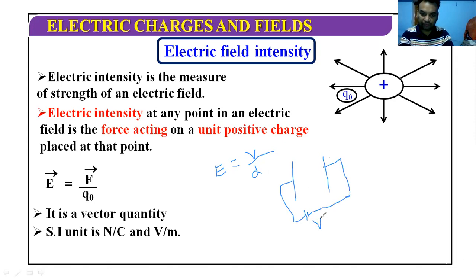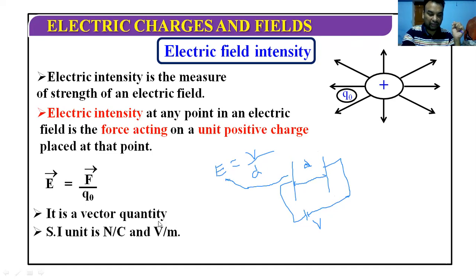The voltage of the battery is V. The two plates are separated by a distance d. This is the distance between the two plates. So what is the electric field between these two plates? The electric field between these two plates can be given by this formula: E is equal to V upon d. V is in volt, and distance is in meter.